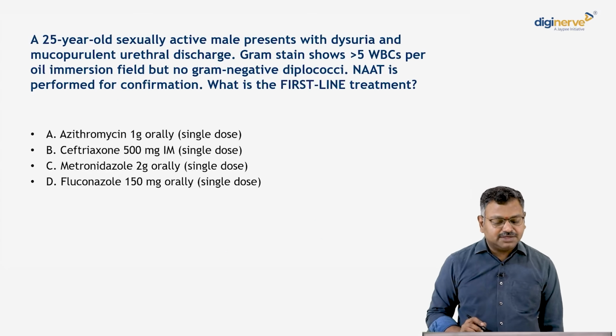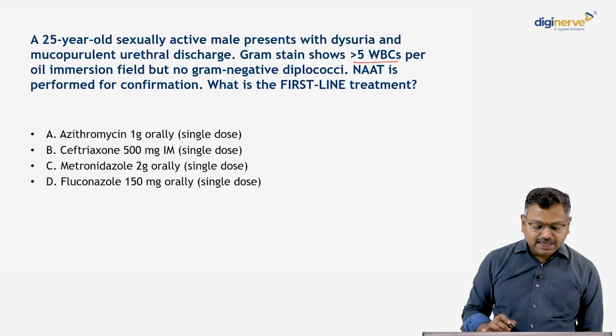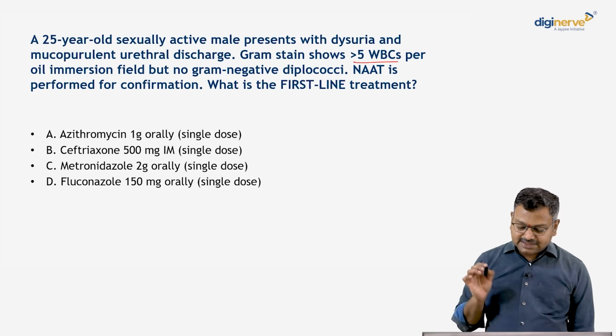A sexually active male comes with dysuria and mucopurulent urethral discharge. Gram stain shows WBCs and no gram-negative diplococci. NAT is confirmed for that. What's the first line therapy?